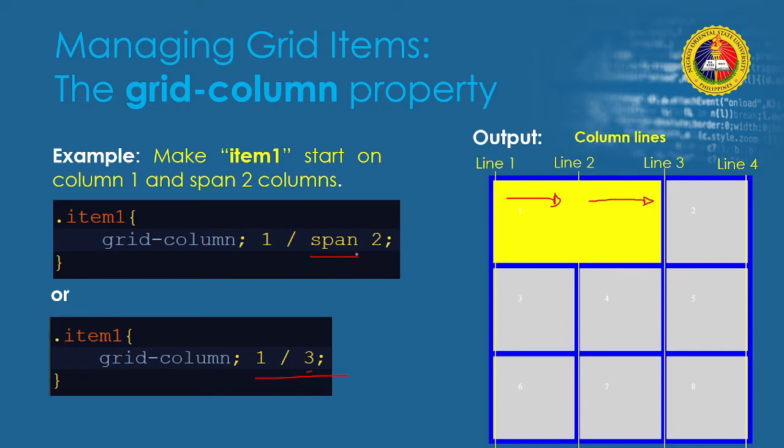So again, span is different from the line number, because the line number will actually represent the line number, but the span is how many columns it will skip. So since we count 1 and 2, therefore we will write span 2.